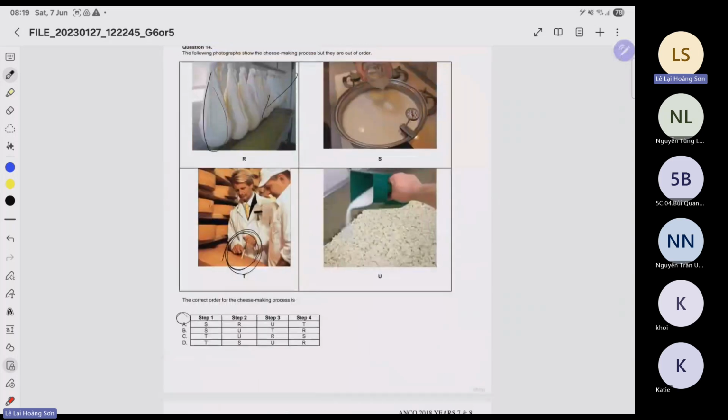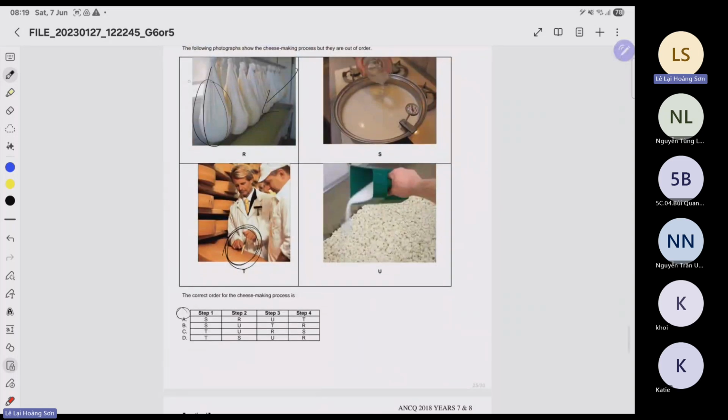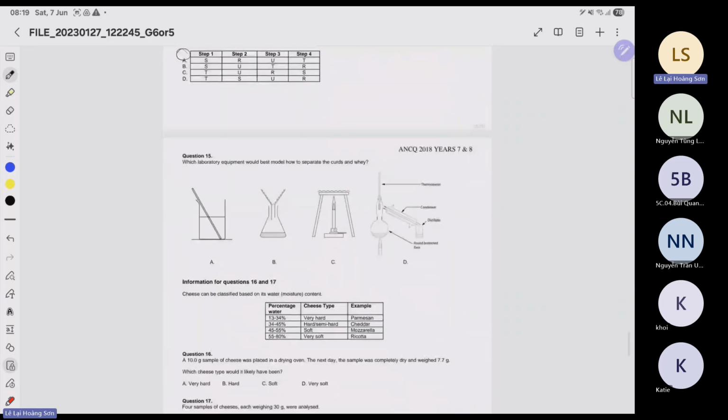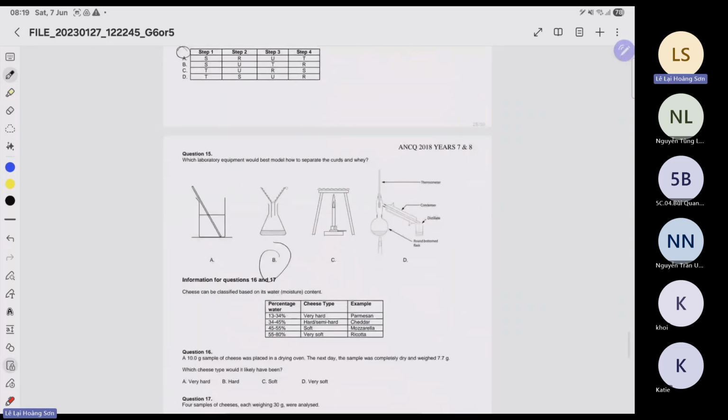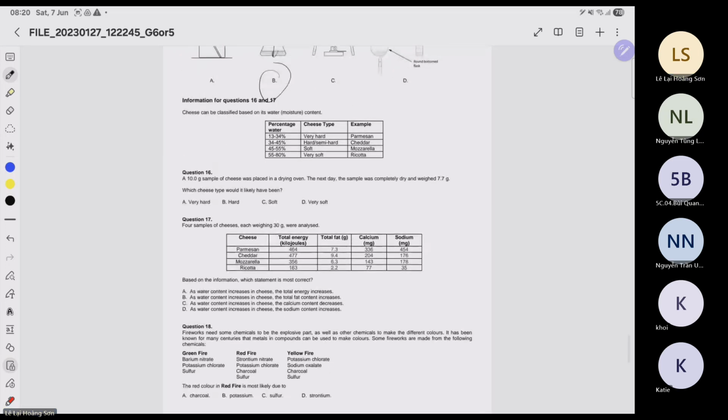Only water can go through the pores in the filter, but the mass stays inside. So it's filtration. And you choose the system for filtration, which is B. All right. You have a funnel and you have filter paper here. So basically you're gonna drain out the water. Only the water can go through the funnel. So it's gonna be B here. Moving on to question number 16.